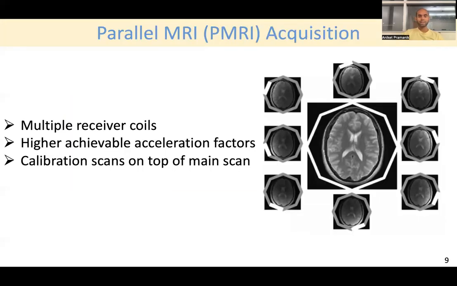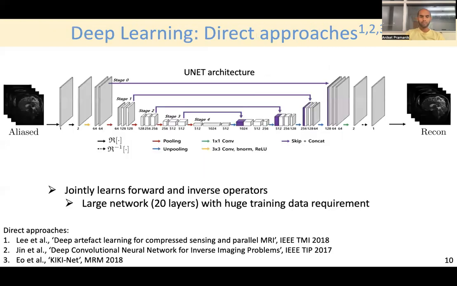So parallel MRI has multiple receiver coils, which are spatially sensitive to different regions of the organ scan and hence can achieve high acceleration factors. It often requires calibration scans on top of main scans to get the sensitivity profile of those coils.